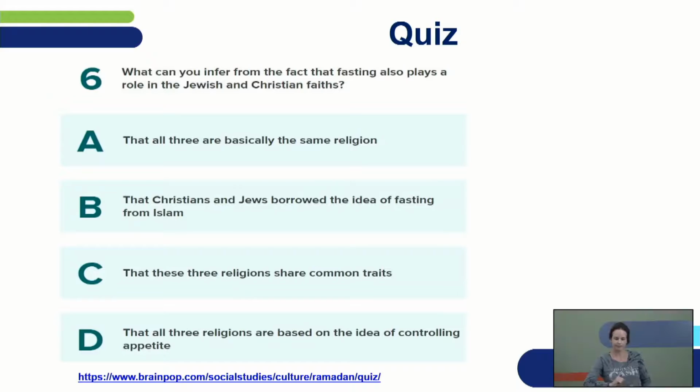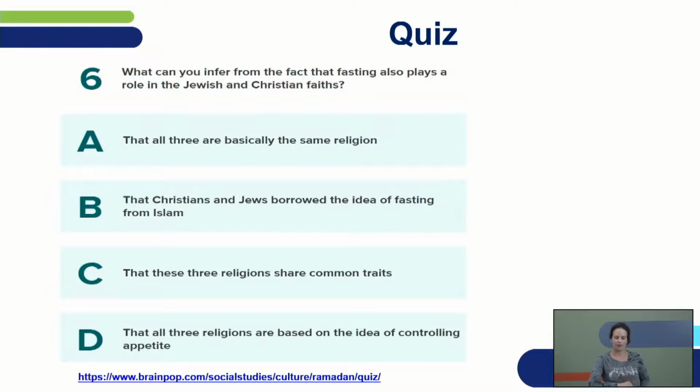Number six, what can you infer from the fact that fasting also plays a role in the Jewish and Christian faiths? If you remember, when I did my presentation on Ramadan part one, we talked about the different religions and what they have in common, and we said that fasting is one of the things that they have in common.